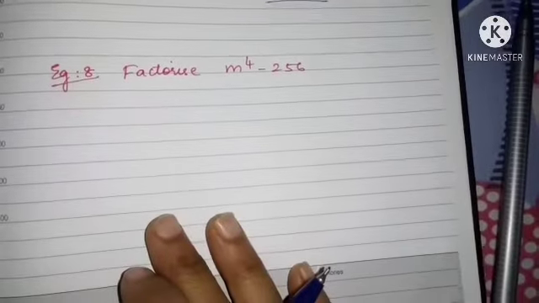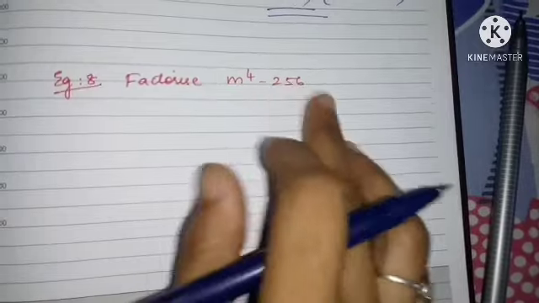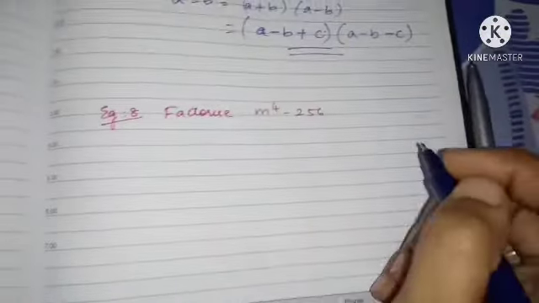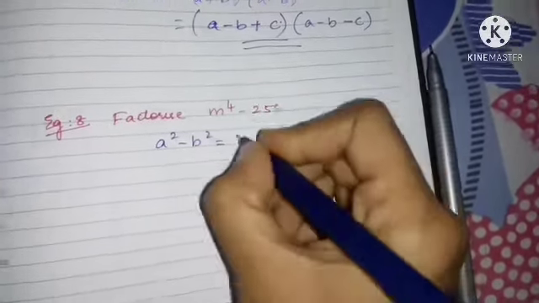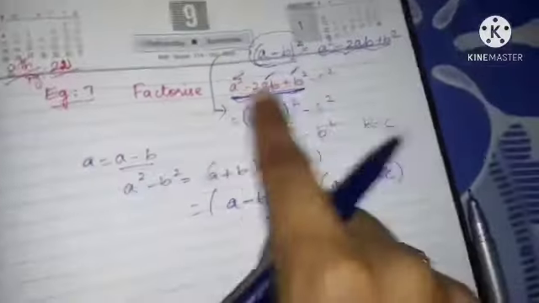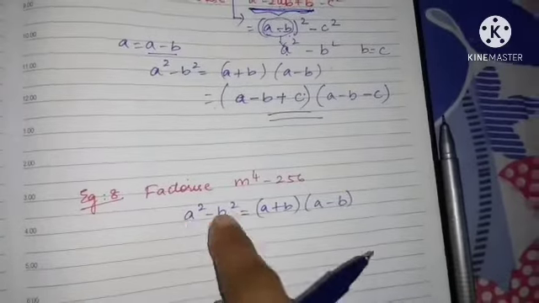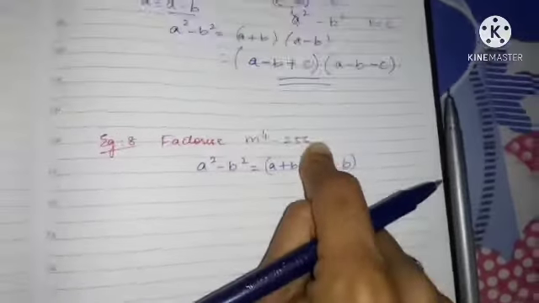Next is your example number 8. Factorize m power 4 minus 256. Here you have only two terms. If two terms come, what will you be using? You will use the a square minus b square formula, because here you find only two terms. Where three terms are there, you use the earlier formula; where two separate terms come, you should use this formula.